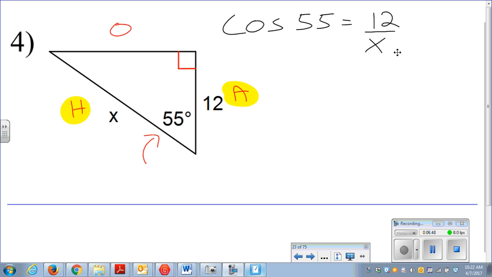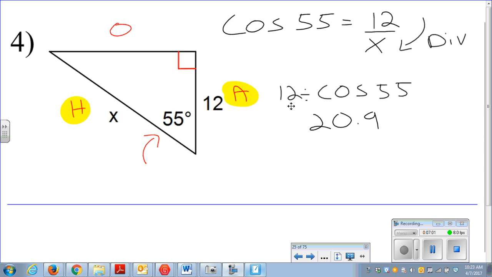Step 3, decide to divide or multiply. In this case, we have the x in the denominator, so we're going to divide. Step 4, enter it into the calculator. We'll have 12 divided by cosine of 55, and then you hit enter, and you get 20.9, rounded to the nearest tenth. All right, let's take a look at one more example similar to this.